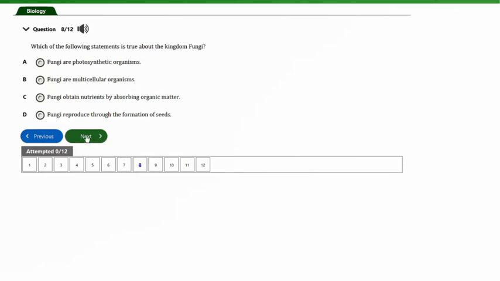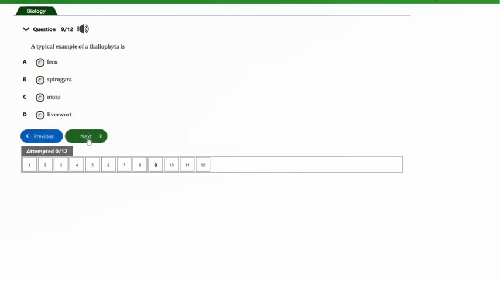That's question number 8. It says, which of the following statements is true about the kingdom fungi? A. Fungi are photosynthetic organisms. B. Fungi are multicellular organisms. C. Fungi obtain nutrients by absorbing organic matter. D. Fungi reproduce through the formation of seeds. So guys, the answer to this question is option C. That's that fungi obtain nutrients by absorbing organic matter. So guys, let's look at the next question.